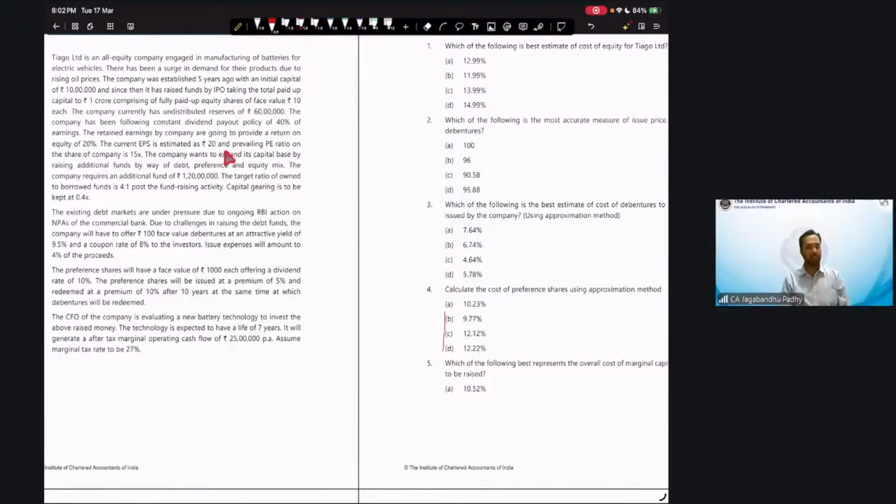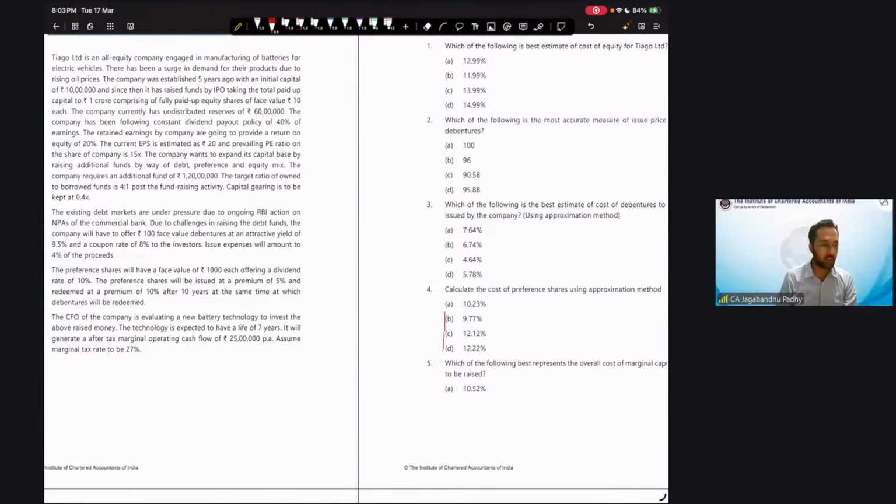Current EPS is estimated as rupees 20 and prevailing P/E ratio on the share of the company is 15x. So we have the EPS as 20, P/E ratio is 15x. Retained earnings provide a return on equity of 20%. Constant dividend payout policy is given, so we know what's the retention ratio. The company wants to expand its capital base by raising additional funds by way of debt, preference, and equity mix. The company requires additional funds of 1 crore 20 lakh, guys. The target ratio of owned to borrowed funds is 4:1. Post the fundraising activity, capital gearing is to be kept at 0.4x.